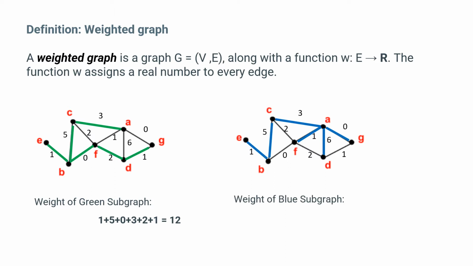Here, we start with the same weighted graph. All of those weights are the same, but we have a different spanning tree. And let's add up the weight of the blue subgraph. So that would be 1 plus 5 plus 3, 1 plus 6 plus 0, so that would be 16. Okay, so we would be able to compare those and say that the green subgraph has a smaller cost than the blue subgraph.